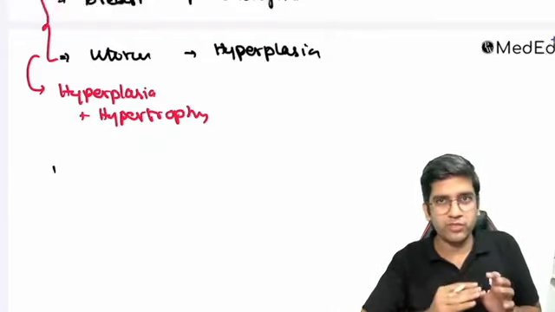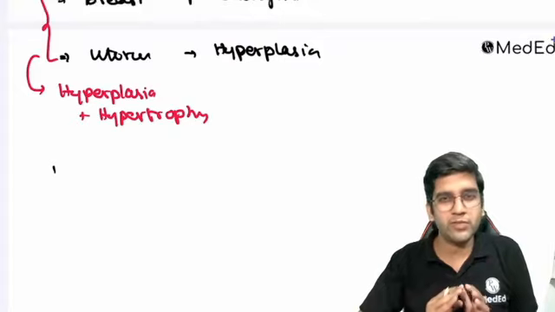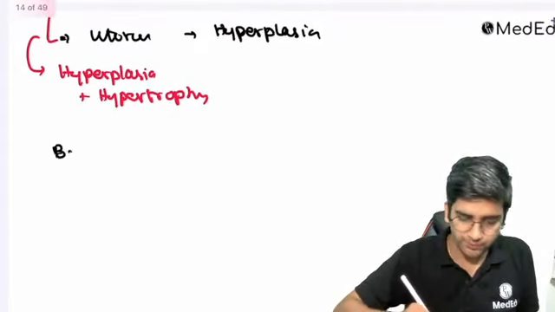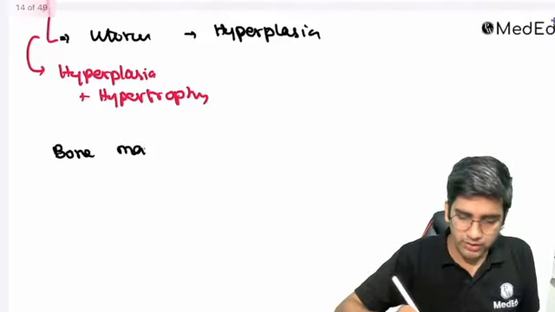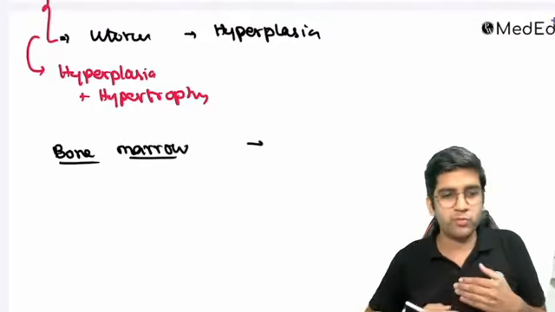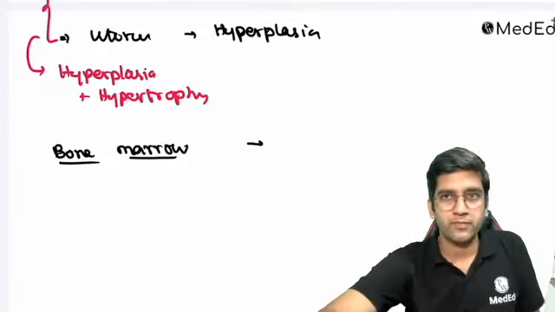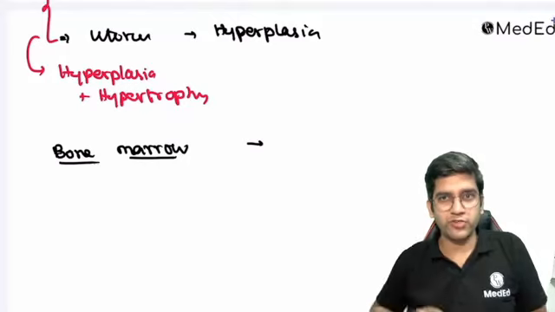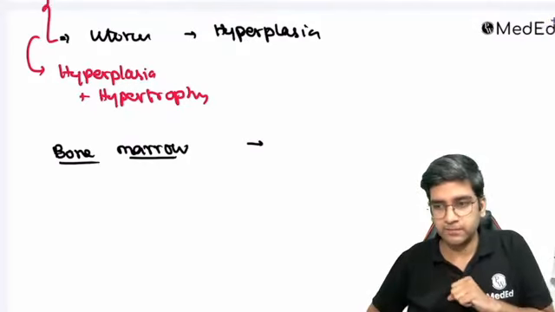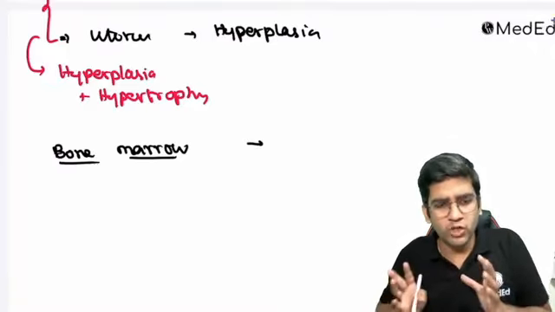This is actually put in Robbins under physiological, but it's not exactly physiological. Maybe I would be more comfortable putting it under pathological, but I'll give you that example. Let's take bone marrow. Every one of us has bone marrow, right? The function of bone marrow is to produce RBC, WBC, and platelets. That's all. A very simple function. Let's assume a patient has bleeding. The patient fell down and there's lots of blood loss. What will bone marrow do?